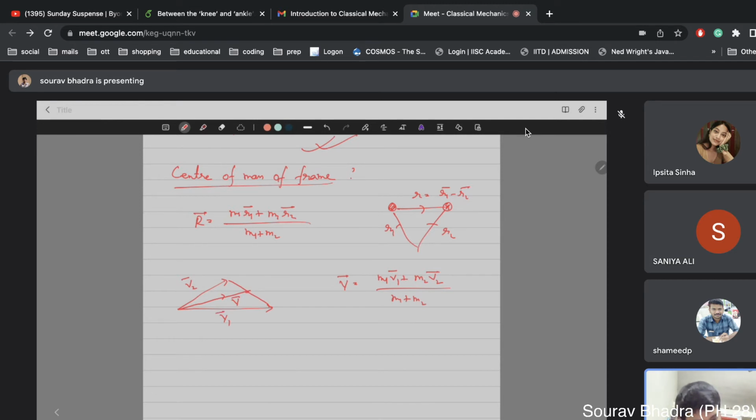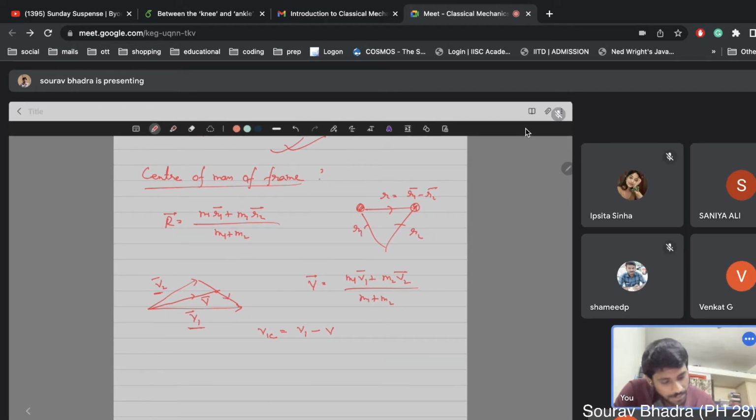So this vector is V, and these are v1 and v2. If you calculate the velocity of mass 1 with respect to the center of mass, all this v1, v2 was with respect to the lab frame. Now from the lab frame we will go to the center of mass frame. If v1c is the velocity of the first particle in the center of mass frame, that will come from v1 minus V, because this is the velocity of mass 1 with respect to the center of mass frame.